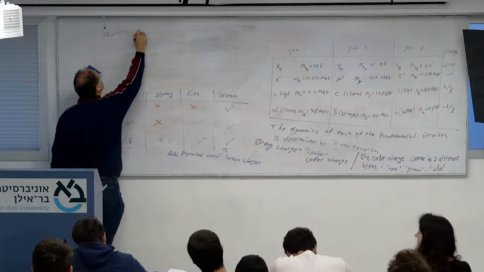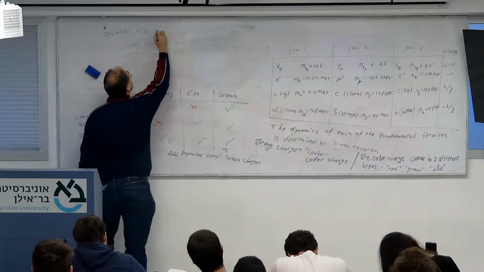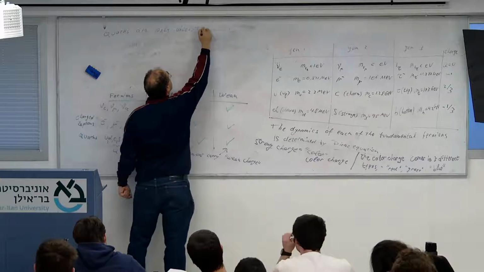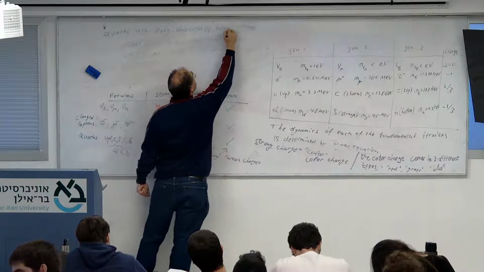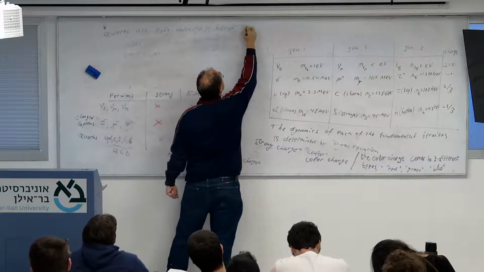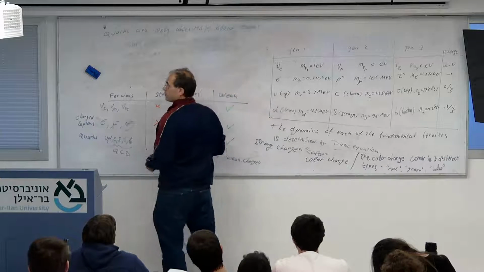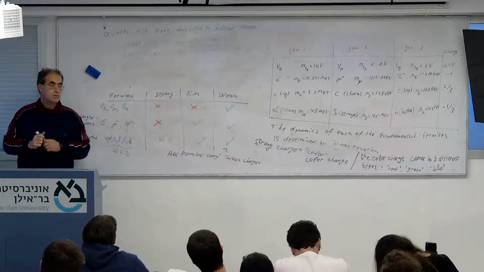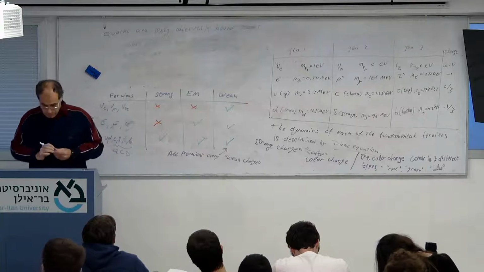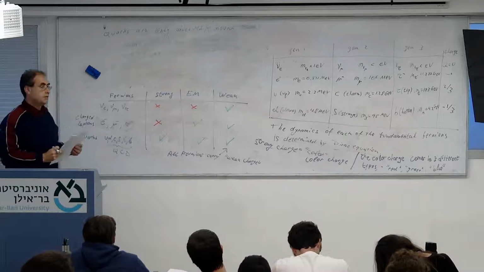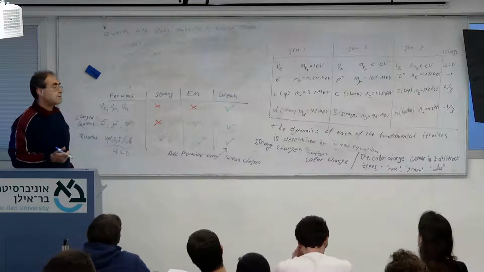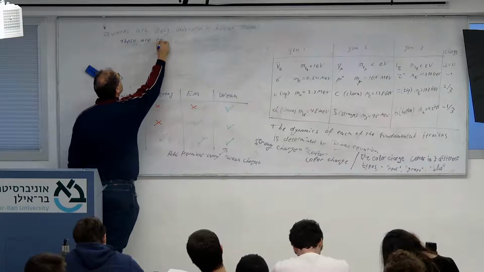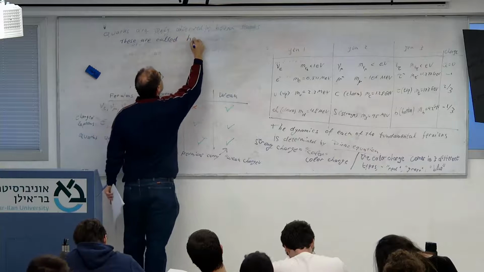Quarks are only observed in bound states. So they never appear by themselves. They never walk alone. And these bound states are basically what we call particles. These are called hadrons.